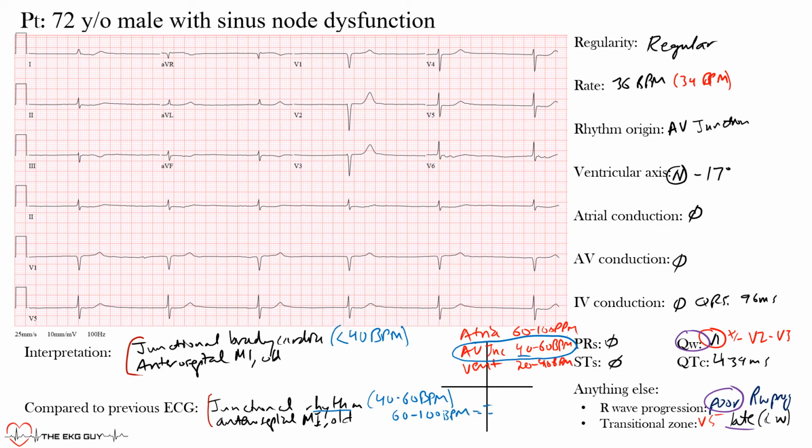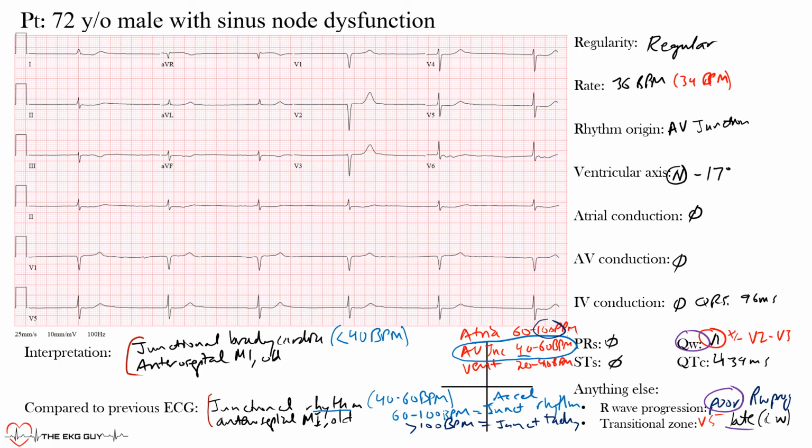this would equal an accelerated junctional rhythm. So pretty much an accelerated junctional rhythm between 60 and 100. Now, if it was over 100 beats per minute, just like any other, we call that a junctional tachycardia. So just like this one in atrial, over 100 is a tachycardic rate or fast rate. Same thing with these junctional rhythms.